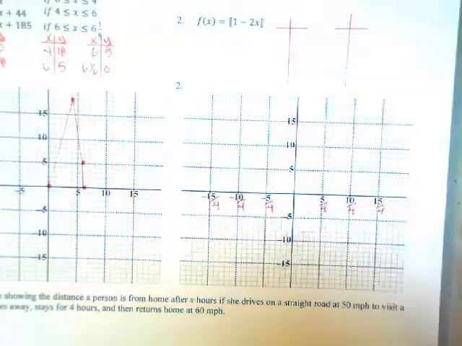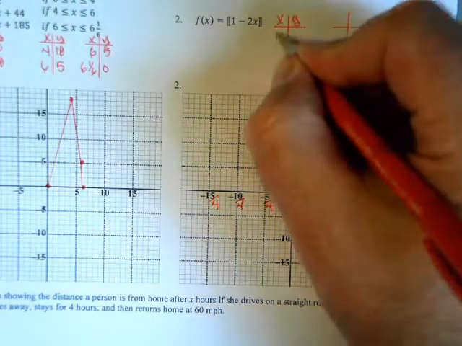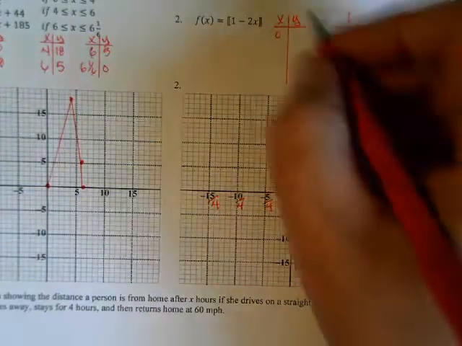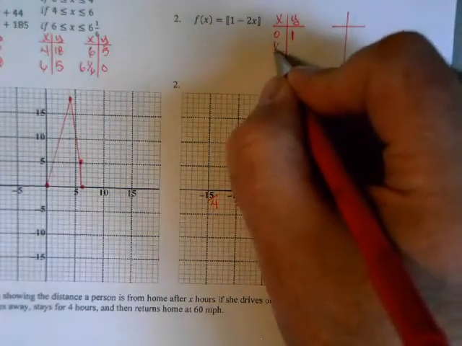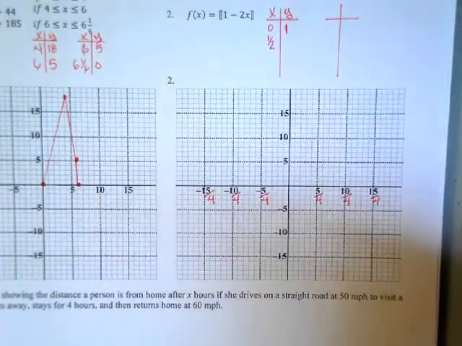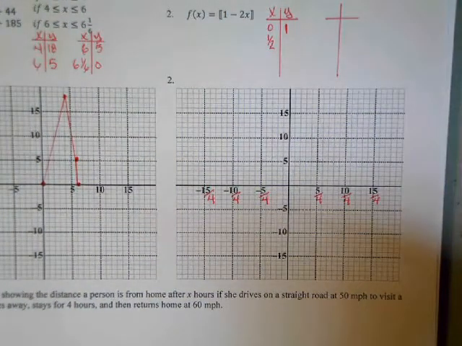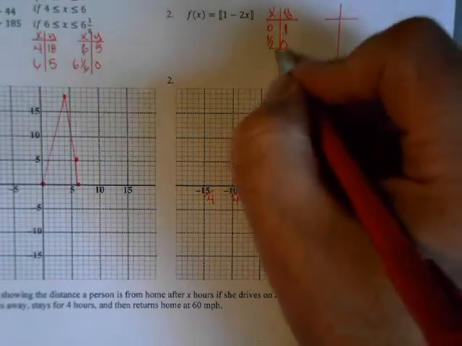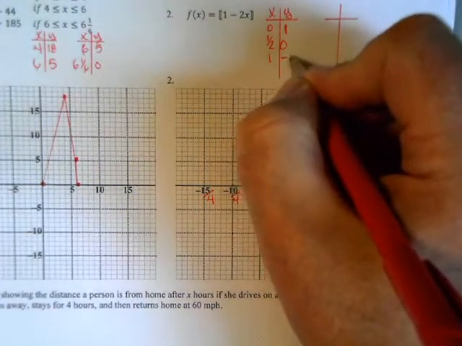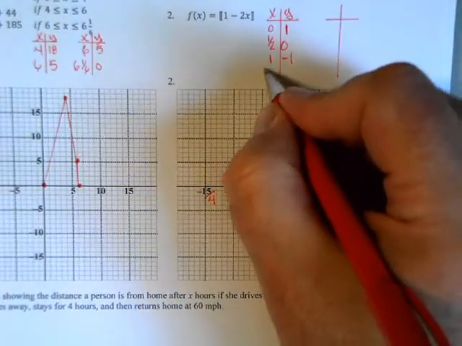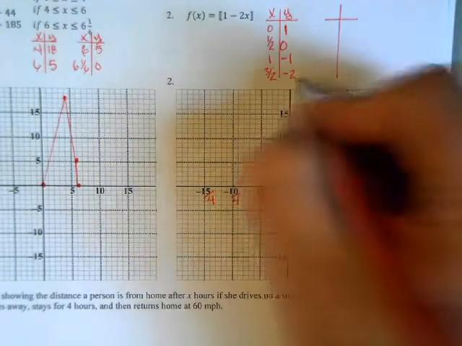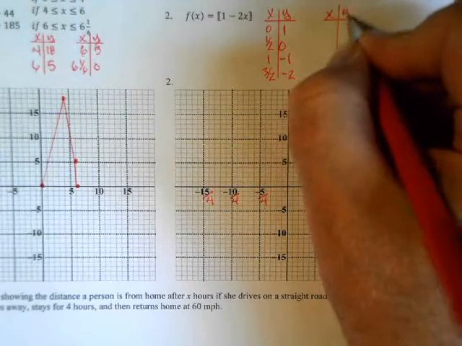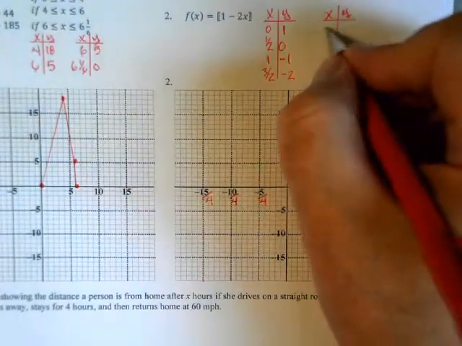So if I start with 0, 1 minus 0 is 1. Step function is not going to change that. I'll still have a 1. If I put in a 1/2, 1/2 times 2 is 1. 1 minus 1 gives me 0. Put in a 1, end up with -1. 1 minus 2. If I put in a 3/2, I'm going to have 1 minus 3, which is -2. And if I put in a 2, it's 1 minus 4, so it's -3.